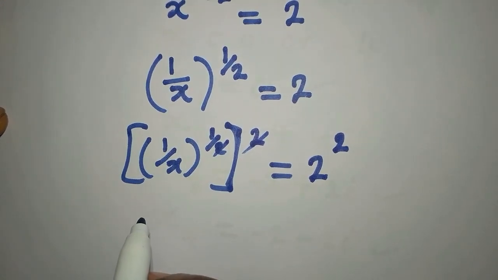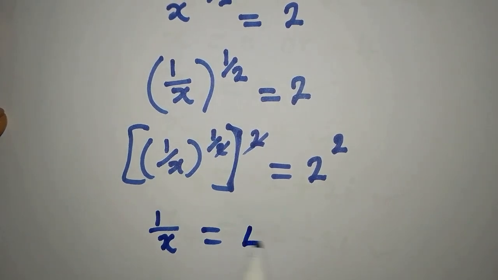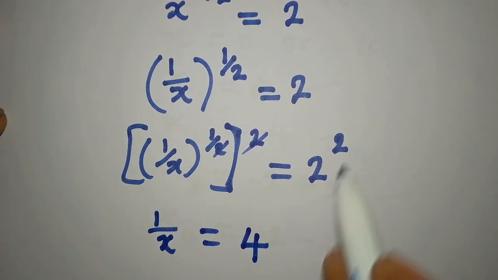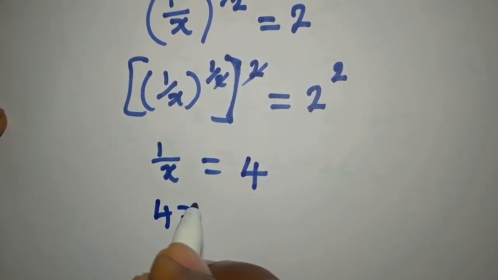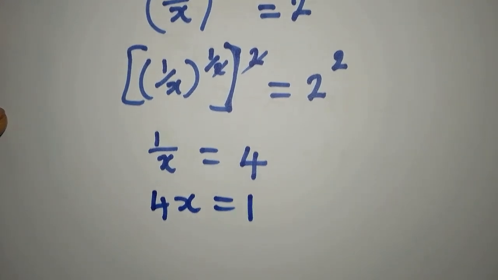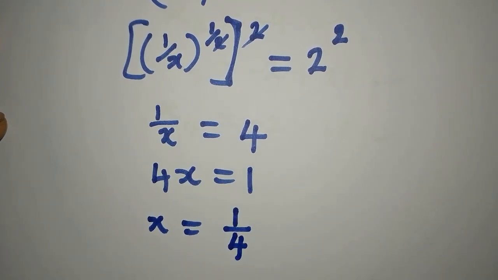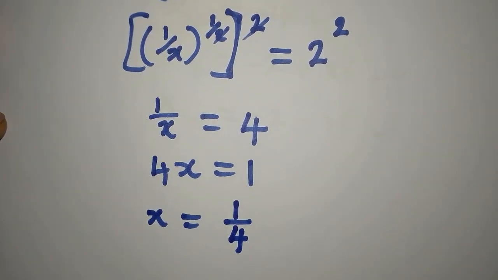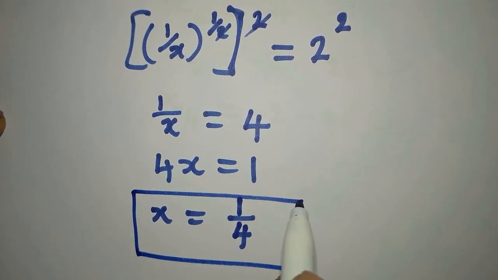So we have 1 over x to be equal to 4 because 2 squared is 4. Now we cross multiply so that 4x will be equal to 1, and this means that x is equal to 1 divided by 4. This is the value of x, right? Let's leave it and go and look at the second method. From the first method, we got just a solution.